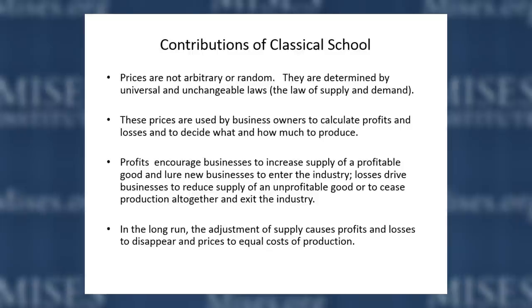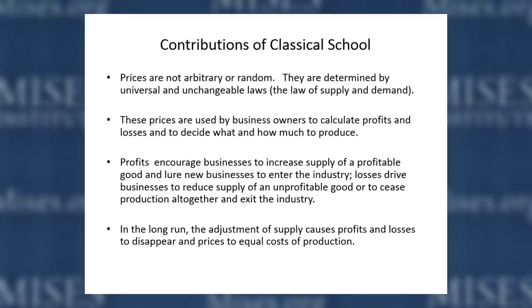They also believed that in the long run, the costs that businessmen incurred to produce goods determine the value of those goods. And that was a big error, and I'll explain how that error occurred and how Menger purged that error from economics. Also, the classical school understood perfectly that profits and losses were central to the operation of a capitalist economy.